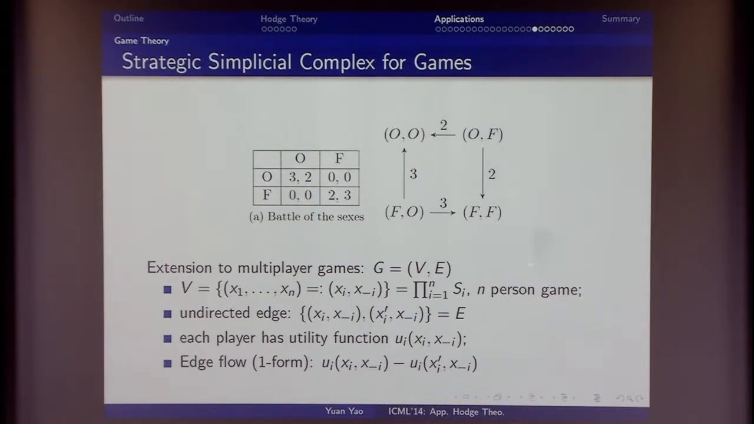If we look at how to convert game data into the Hodge decomposition structure, basically you can look at the standard normal form of the game. So for example, here is the battle of the sexes game. You have two persons, wife and husband, and each one has two options in the weekend to choose whether they go to see the opera or they go to see the football.